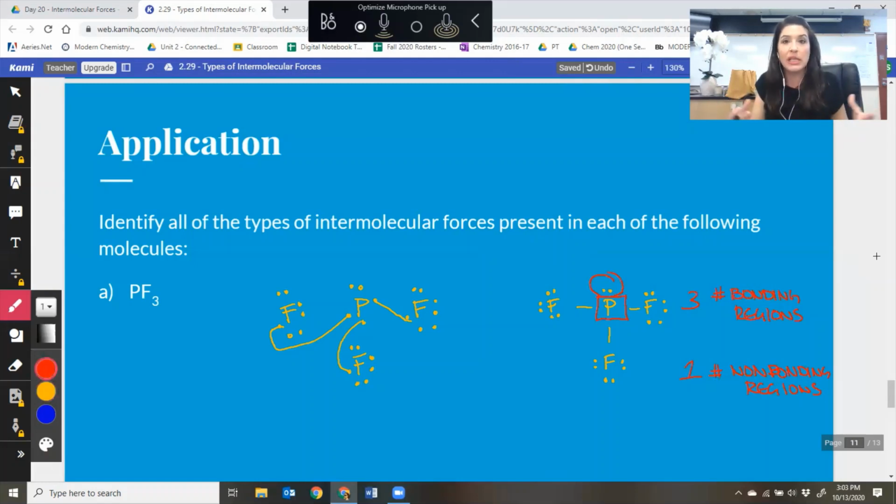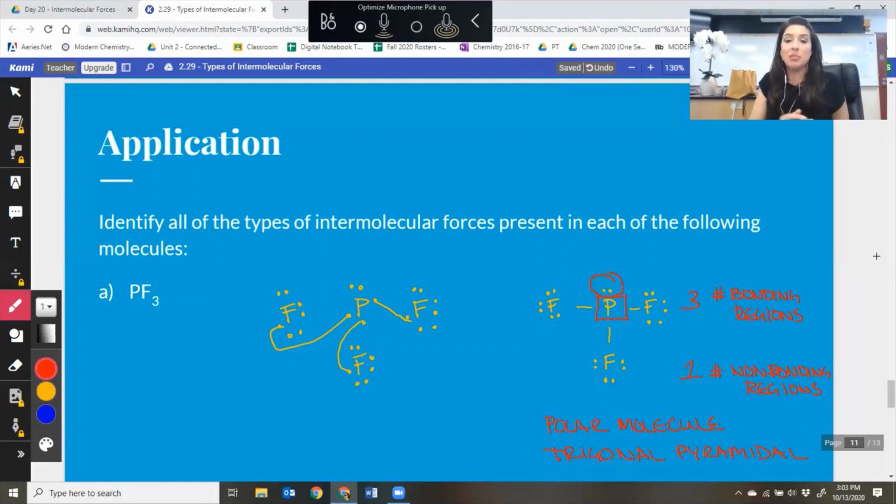Remember, everything's polar unless it satisfies some very unique conditions. To be nonpolar, you have to be linear, tetrahedral, or trigonal planar and have the symmetry around the molecules on the outside. In this case, I don't have that symmetry. So this is an overall polar molecule. It's a trigonal pyramidal molecule, according to our VSEPR theory, which you can always go back and review.